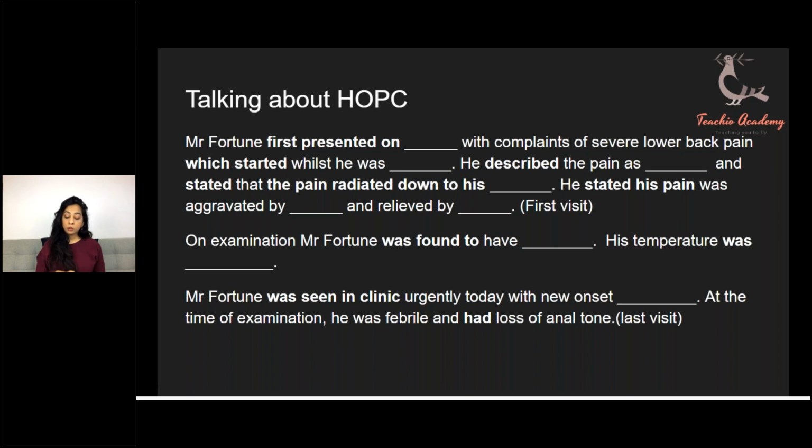Now, when you're talking about history of presenting complaints, the patient will come in with one complaint. For example, they'll have a history of back pain, and then you're going to describe the back pain. Like you take a history, there's a presenting complaint. So Mr. Fortune has symptoms of intractable back pain since 2 years. That's going to be your presenting complaint. All doctors and nurses know how to do this.